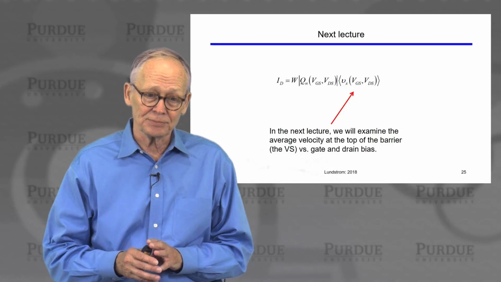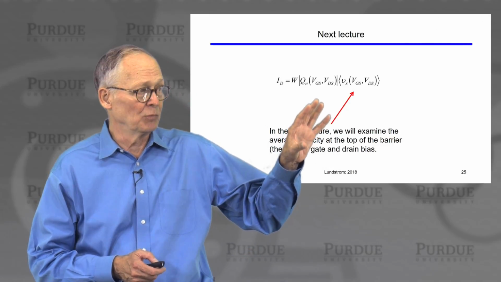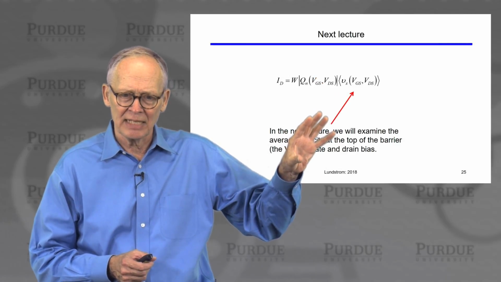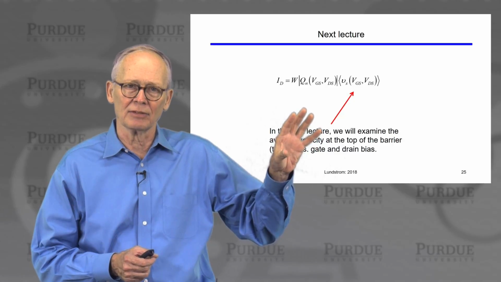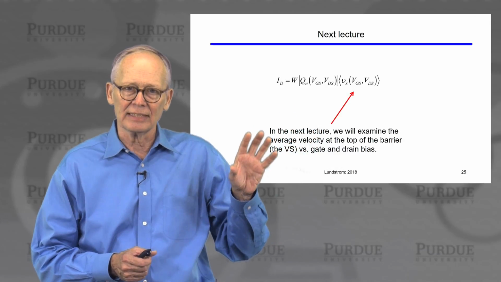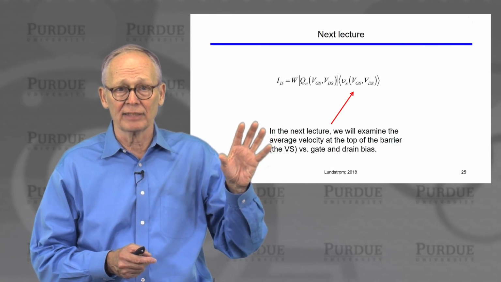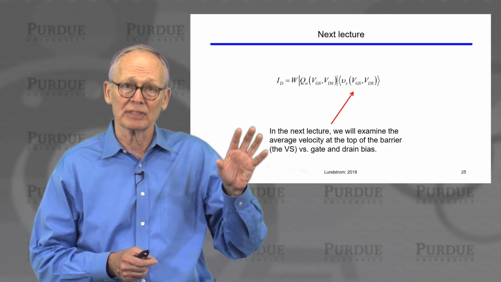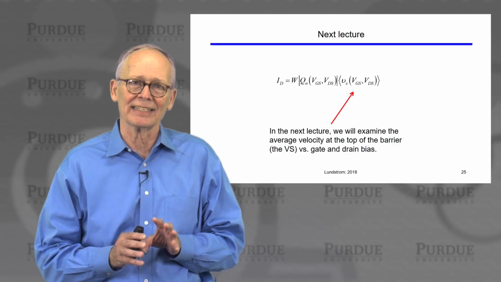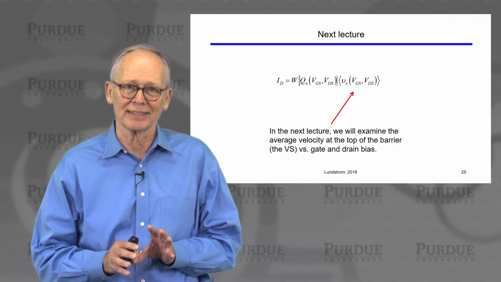In the next lecture, what we would like to do is shift our attention for a moment to the velocity. Current is charge times velocity. And let's look in a little more detail at how the average velocity at the virtual source varies as we increase the drain voltage from small to large. We'd also like to understand how it varies as we increase the gate voltage from small to large. This is going to give us some more insight into the operation of the transistor itself. That's what we'll be discussing in the next lecture.